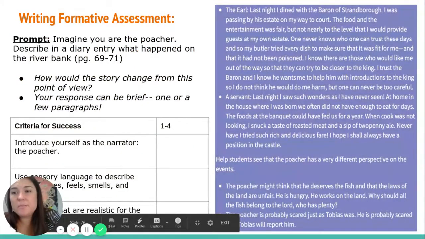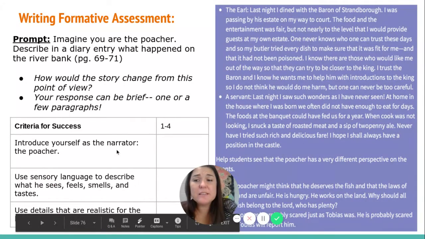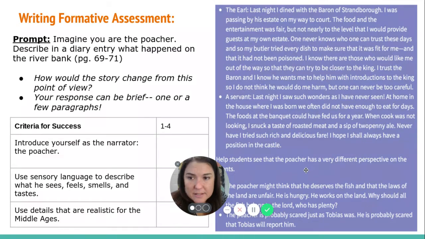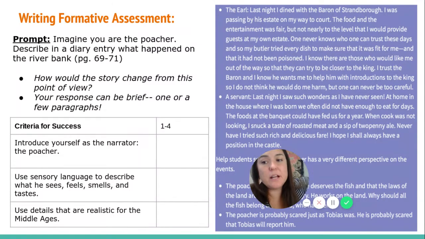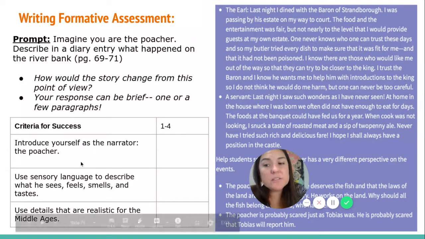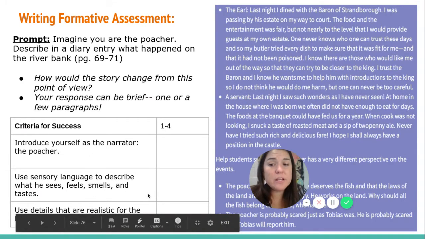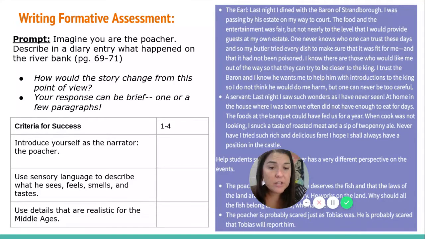Now, here's the prompt, and I broke it down. I'll move my face over this way. I broke it down like this: to have good criteria for success, you want to make sure that you've introduced the narrator, the poacher. Now, that sounds like common sense, but a lot of students really get confused on that, because they've been reading this book from the point of view of Toby. They sometimes have a hard time switching over to this different point of view. So really make sure that you have put yourself in the shoes of the narrator, who is the poacher. You've got to use sensory details to describe what he sees, feels, hears, smells, tastes, all those things. So your teacher's going to be looking for that.